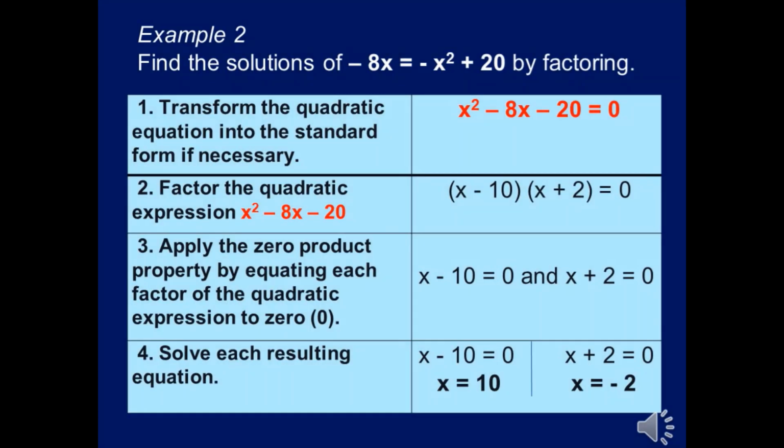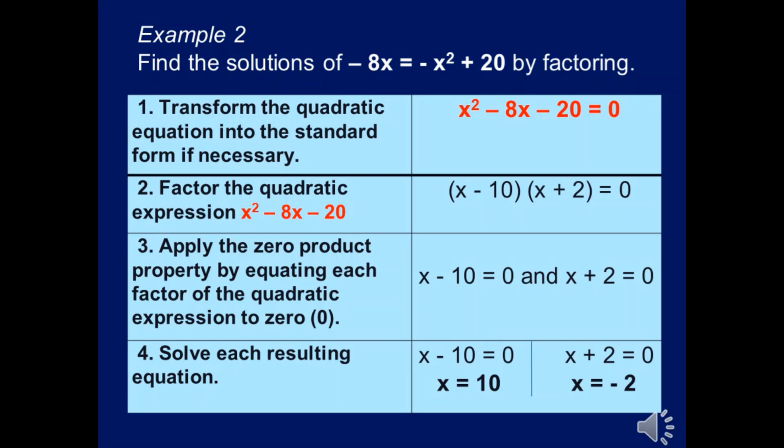So let's now go to example 2. Find the solutions of negative 8x equals negative x squared plus 20. Okay, same process that we did earlier. First, we need to transform this given equation into the standard form of the quadratic equation. So its standard form now is x squared minus 8x minus 20 equals 0.